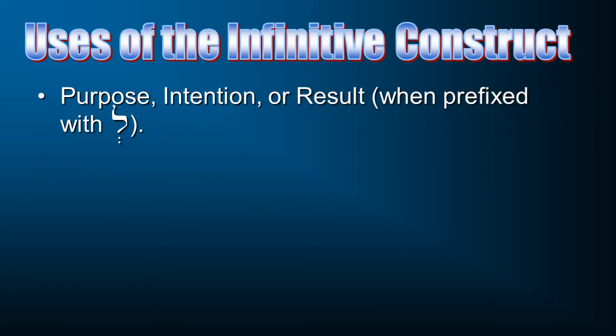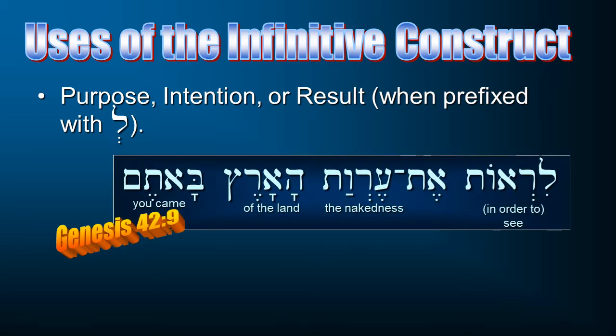We'll start with that. First of all, to show purpose, intention, or result when prefixed with the lamed. And so here's Genesis chapter 42 and verse 9. And notice that our first word is the infinitive construct. Le ra'ot. Ra'ah is the word to see. So this is the infinitive. In order to see, you could just say to see, and then et ervat, the nakedness.